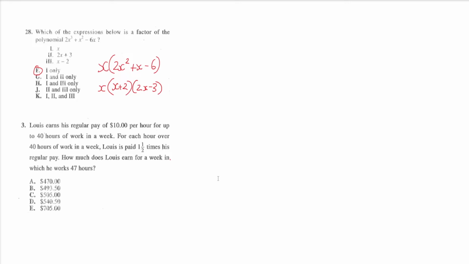Okay, so we get some sort of extra pay, 1.5. How much for a week? Which earns 47. Okay, so this is kind of like a piecewise type function, right? For everything under this value, do this, and for everything over this value, do that, right? Okay, so how do you do this?